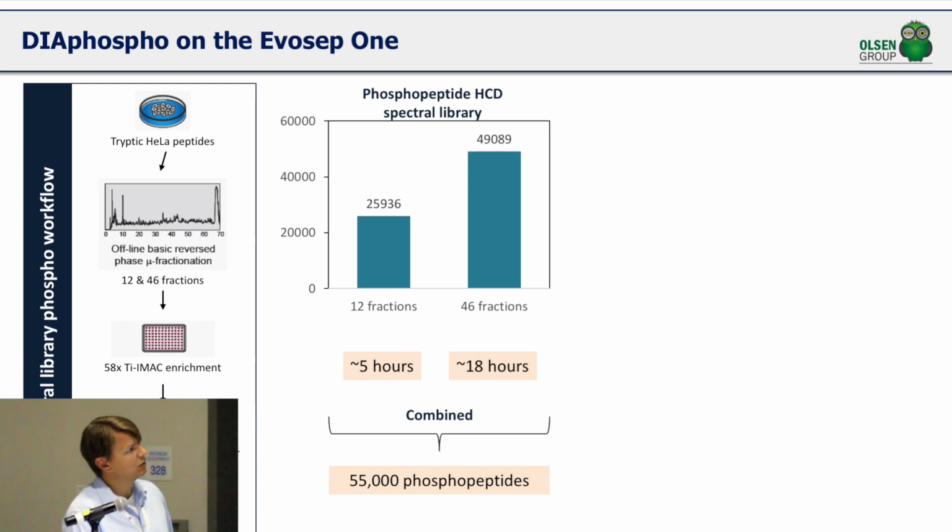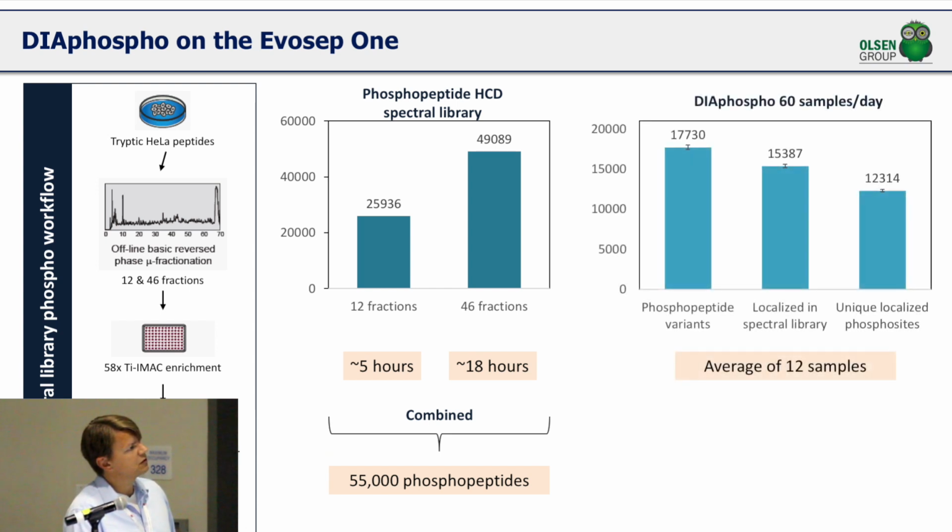single-shot identification runs. And this is just an average of 12 samples that we have now run with the short 22-minute gradient on the EvoSep system, and we can see that in each of the runs we are able to identify and quantify more than 10,000 phosphorylation sites. So this looks very, very promising for large-scale phosphoproteomics.